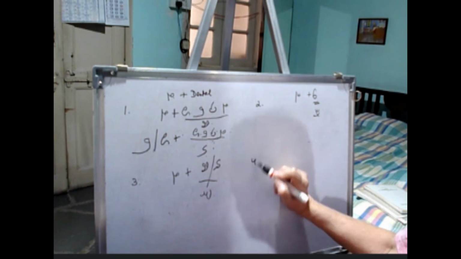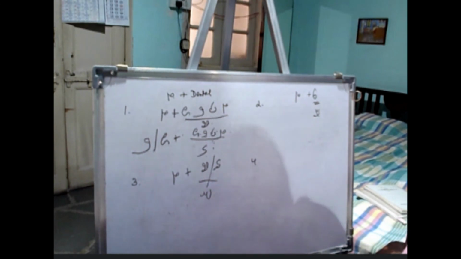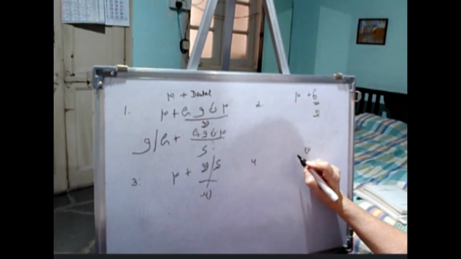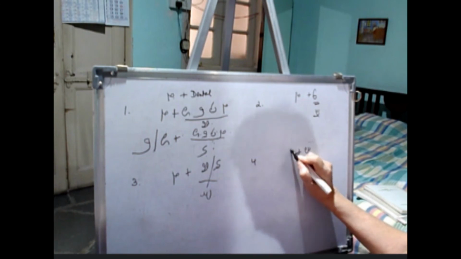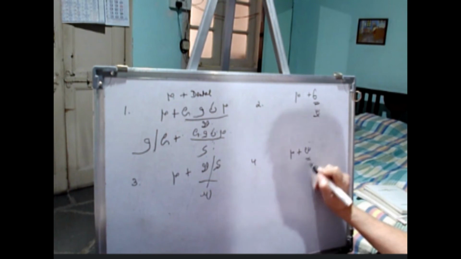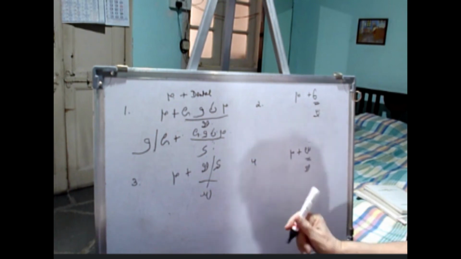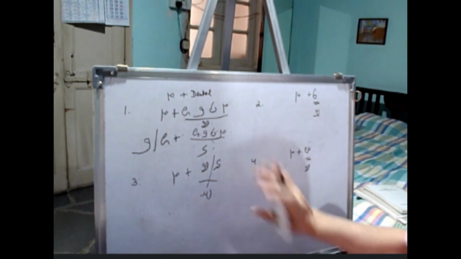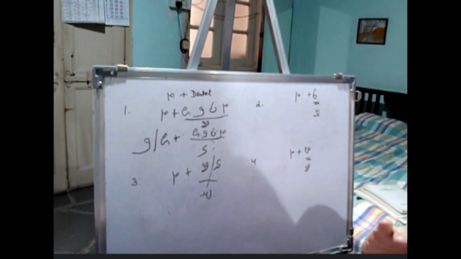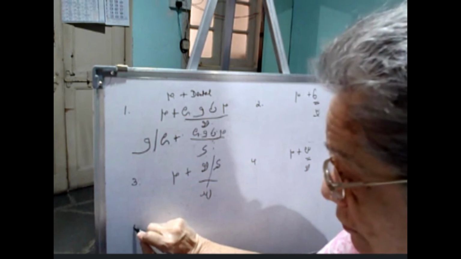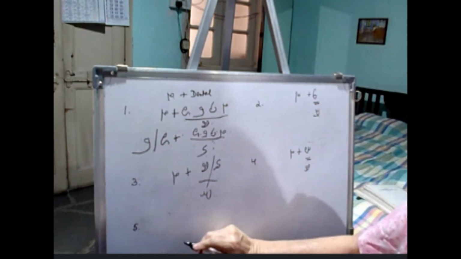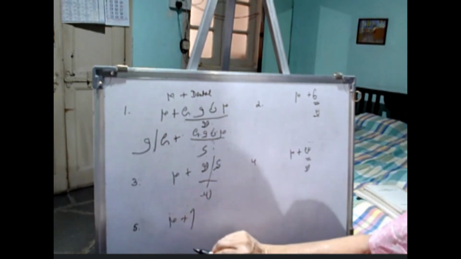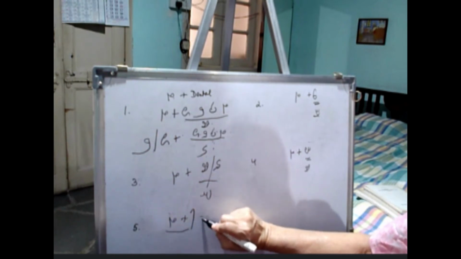Then we come to the fourth rule. When ha is followed by ta, then ha changes to sa. Ha here changes to sa when ha is followed by ta. So there are four or five rules of ta. And the fifth one is when the last letter is ra, and it is followed by ta, here the ra plus ta combine to become sha.